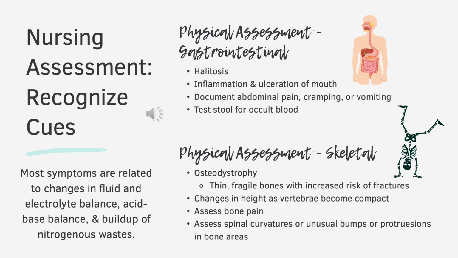It's also common for vertebrae to become more compact, which leads to a forward bend in these patients' posture and a noticeable loss of their height. So during the assessment, we want to ask about changes in height as well as ask if they're having any bone pain. We need to observe for any spinal curvatures or unusual bumps and protrusions, which could indicate a fracture. It's also important to handle these patients with extra care during our physical exams, as well as daily care activities to avoid causing any further injuries.